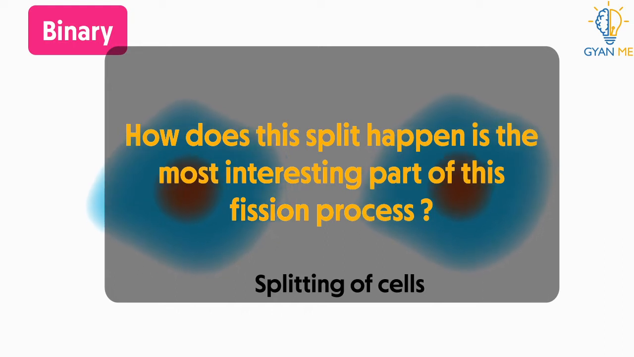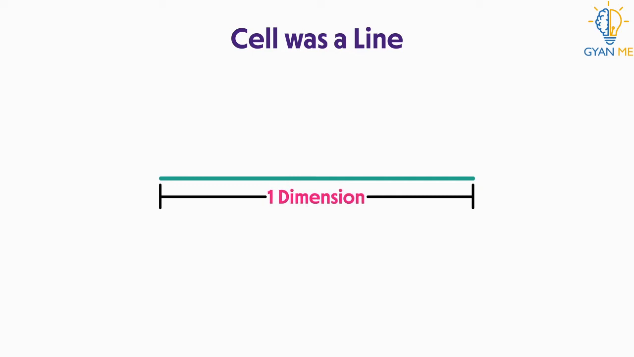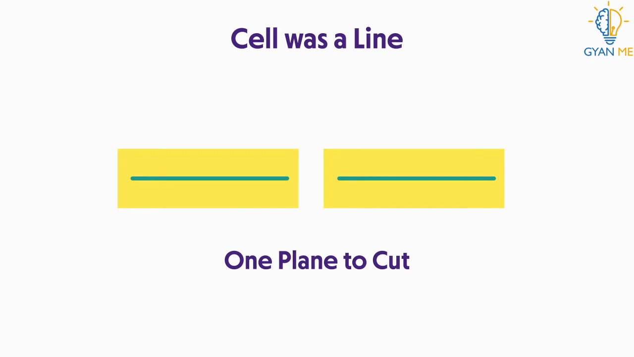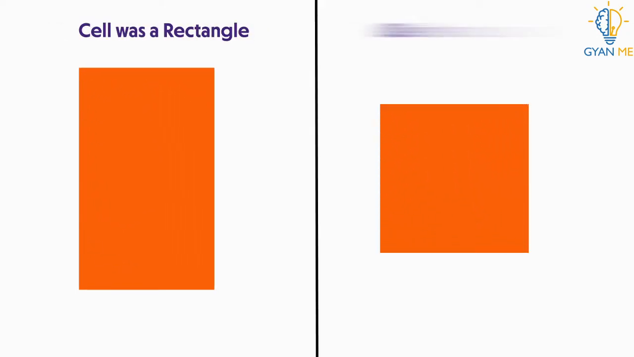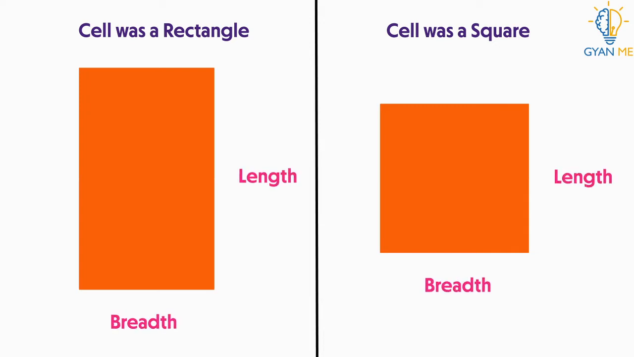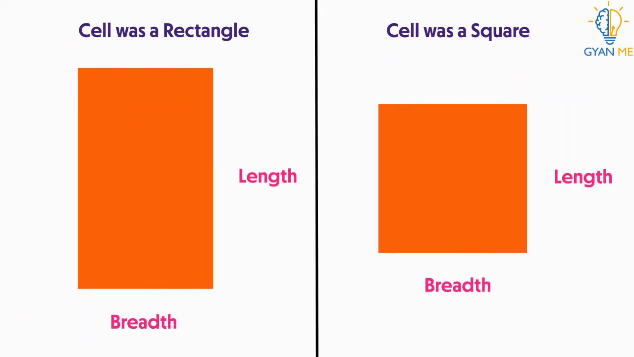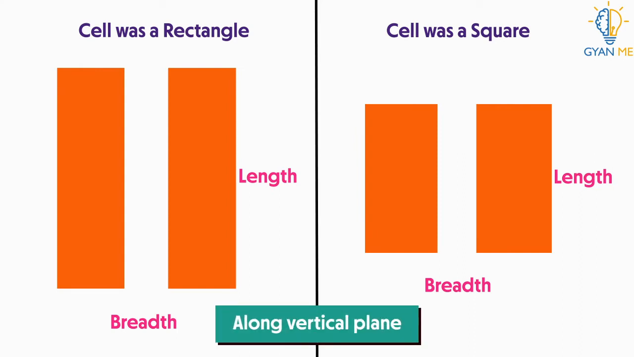Let's see it. If the cell was something like this, just a line having one dimension, then splitting is quite easy. Just from one point, it can split. That is, there will be only one plane to cut it. Or let me say if the cell was something like this, say a rectangle or a square, having two dimensions, length and breadth, splitting can happen in two planes, one this way, along the horizontal plane, and the other this way, along the vertical plane.